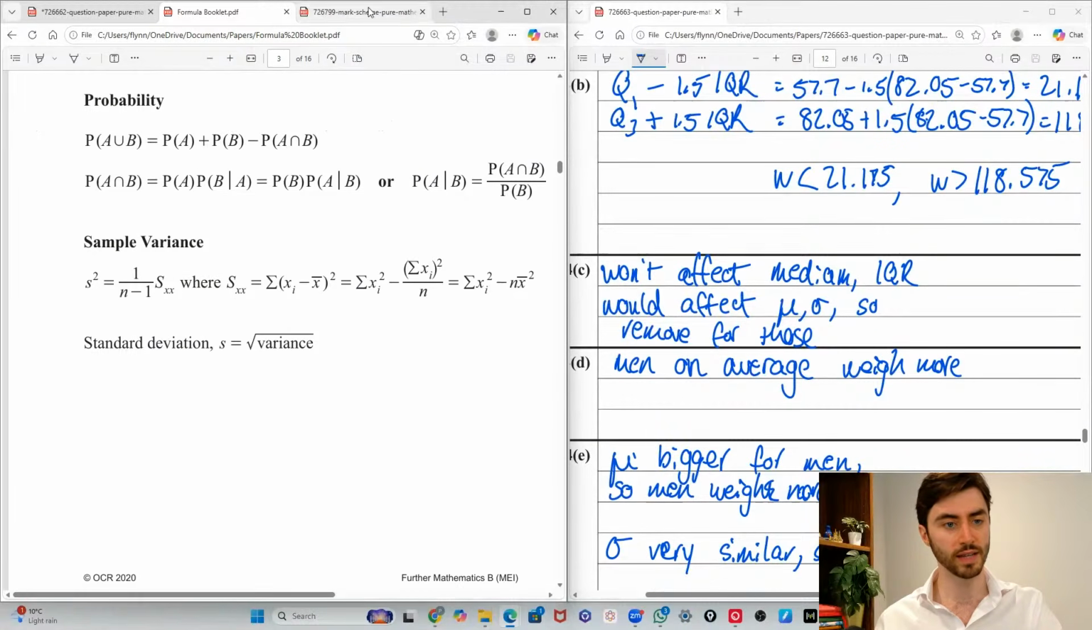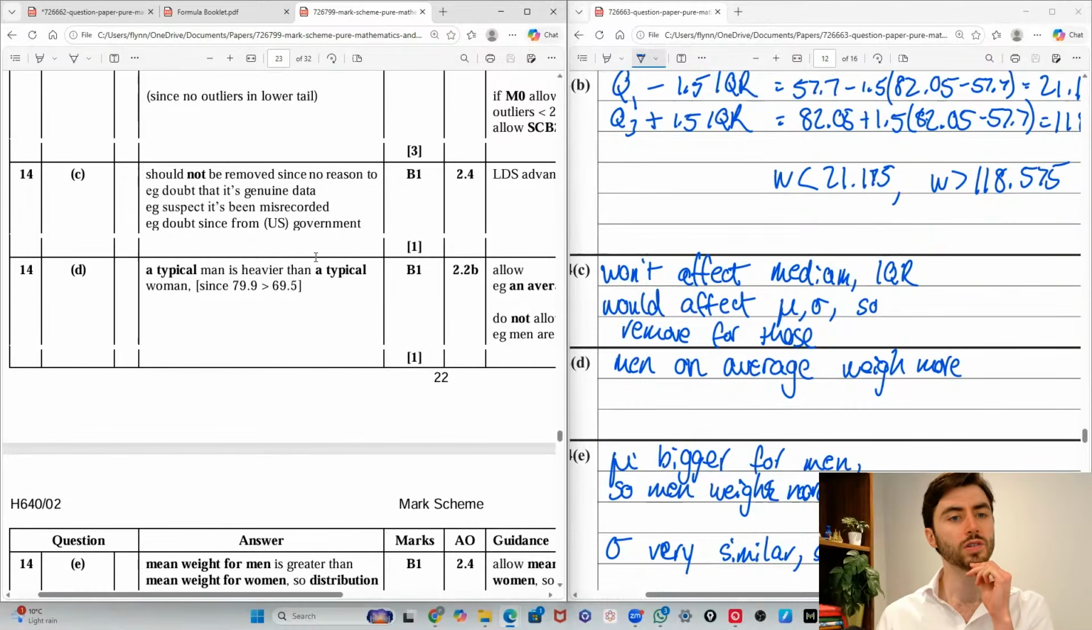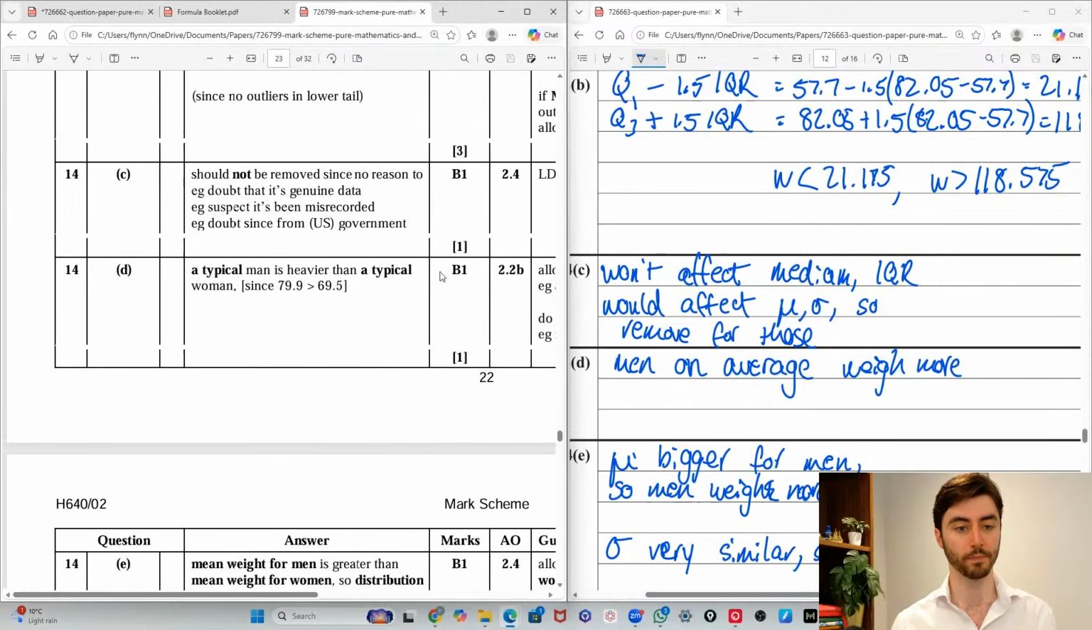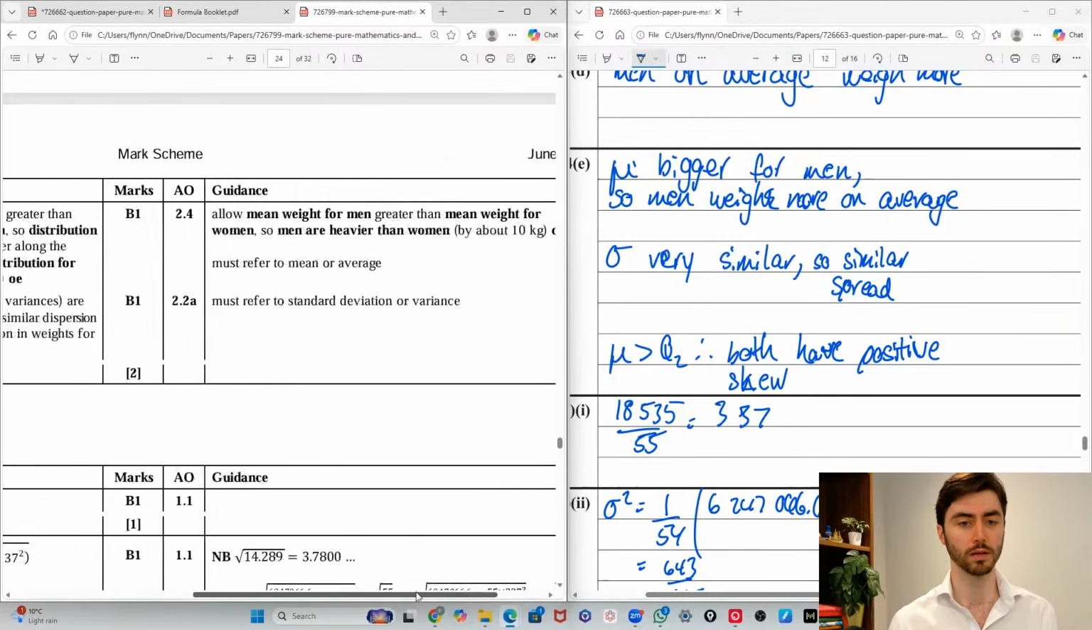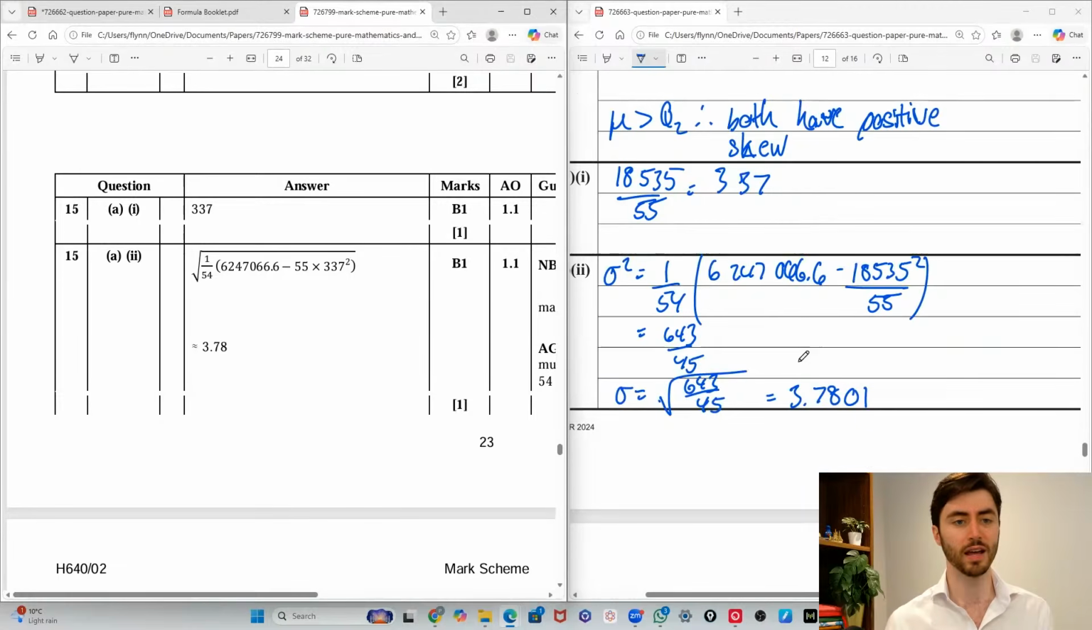So for 14C, should not be removed since no reason to doubt that it's genuine data. I hate that. Guys, this is why I hate the wording in stats. I just do not enjoy it. Typical man is heavier than a typical woman. Allow on average. Yeah. Mean is bigger for men. So distribution for men is located further along the number line. That's so weird. So men weigh more on average. Standard deviations are approximately equal, so similar spread. Yeah, I'll give myself that.